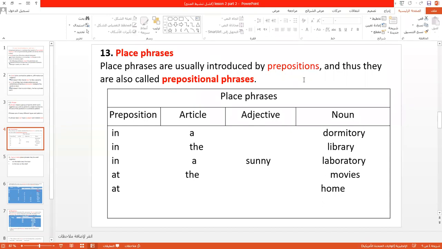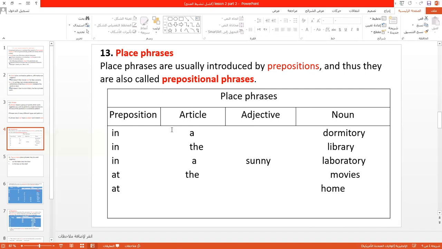If we want to make a place phrase, you must put a preposition at the beginning of this group of words. And because there is a preposition at the beginning of this phrase, sometimes we call it a prepositional phrase. So when we mention place phrase, it is the same as prepositional phrase. Good. Look, the components of a prepositional phrase: we start with the preposition, then there may be an article, or there may be an adjective, and there must be a noun.